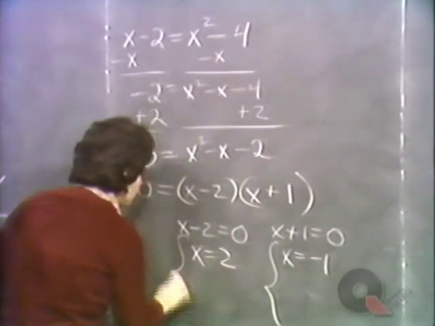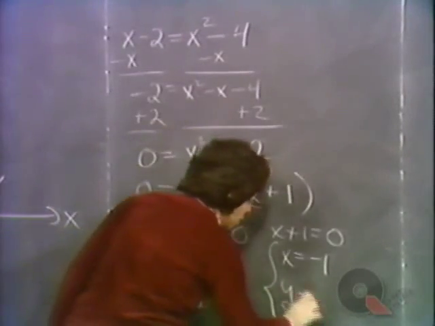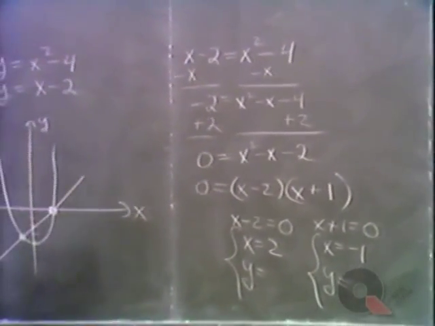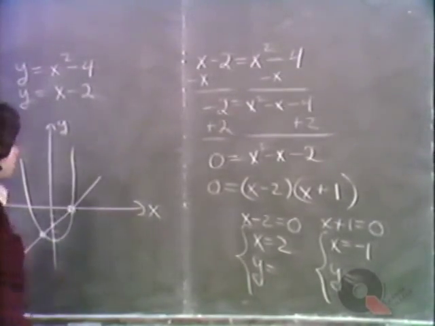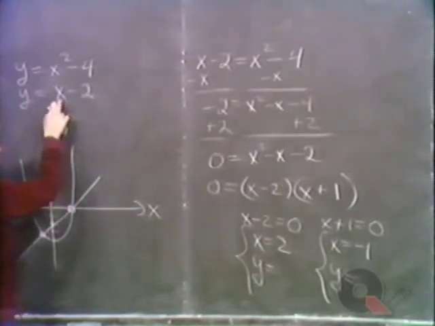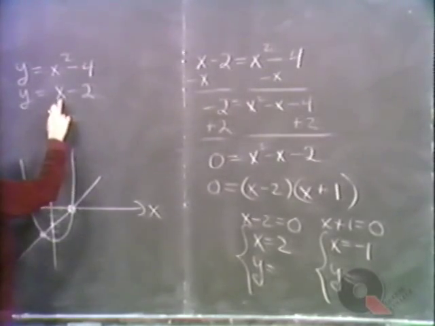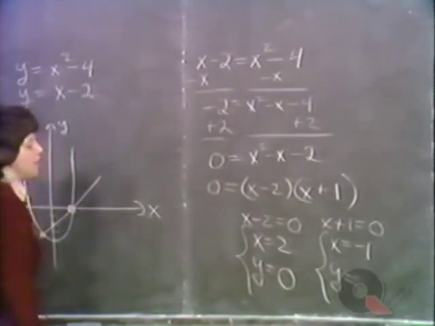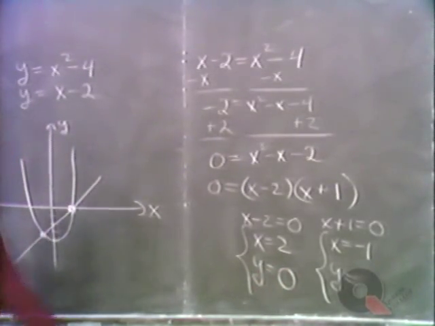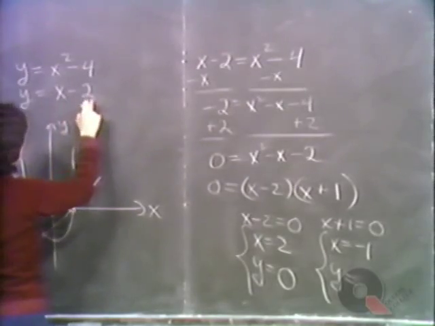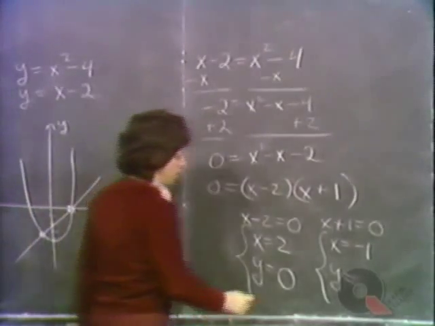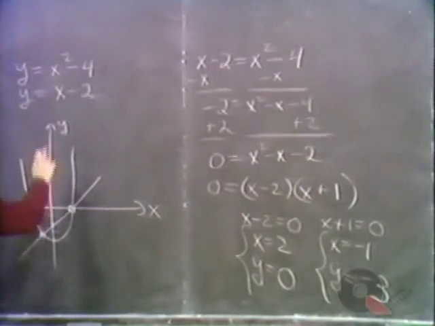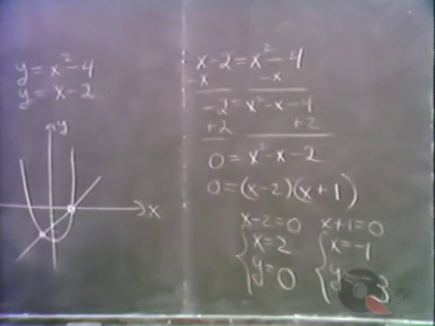Now we're interested in finding the y values. These are the points of intersection of these 2 curves. We're trying to solve these equations simultaneously. Now substitute into either equation. Let's say we substitute into the line. If x is equal to 2, y equals 2 minus 2, y is equal to 0. If x is equal to minus 1, y equals minus 1 minus 2, y equals minus 3. So we believe we have found the 2 points of intersection for these graphs, or the 2 solutions to the system of equations.